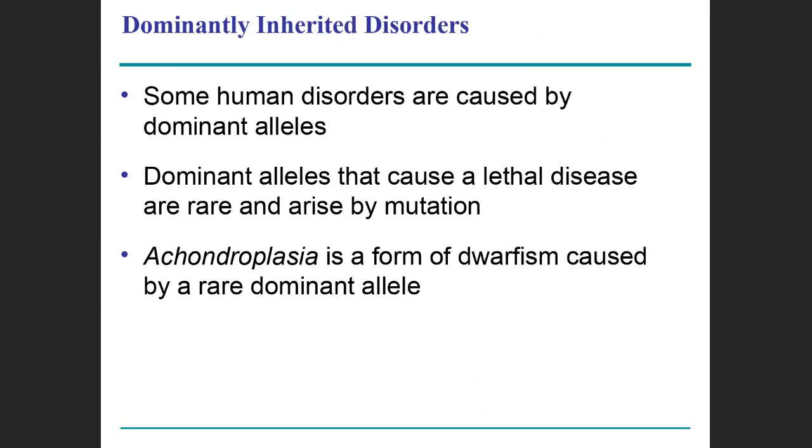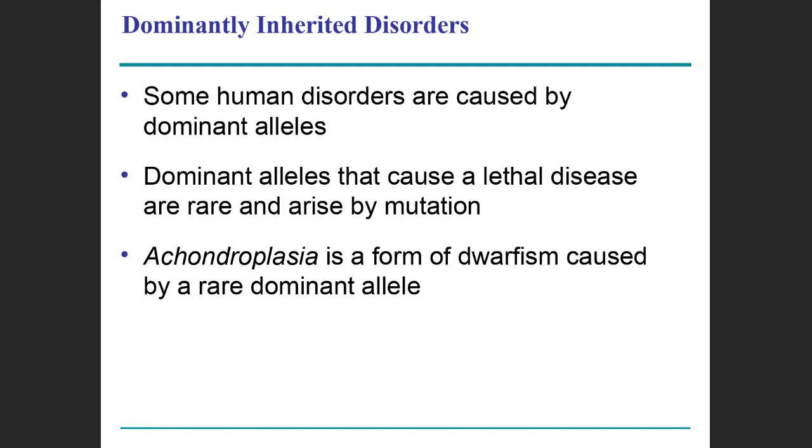But evolution finds a way. So some human disorders are caused by dominant alleles. Dominant alleles that cause a lethal disease are rare because if you have that allele, you have that disease and you're going to die. And so you're not going to survive long enough to pass that on to your offspring, usually. So very often these dominant characteristics that are lethal are the result of a mutation.